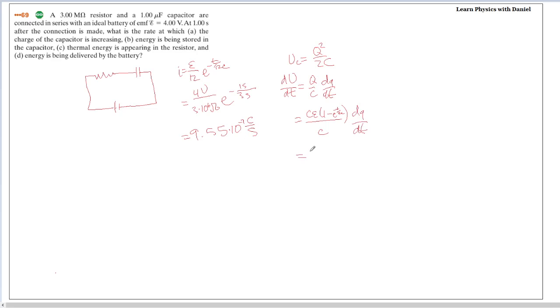So you plug all those numbers in, and you should get that your rate of energy change is 1.08 times 10 to the negative 6 watts.